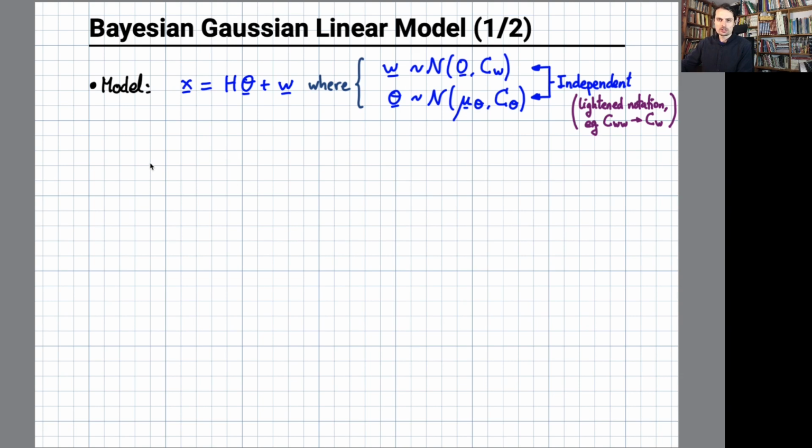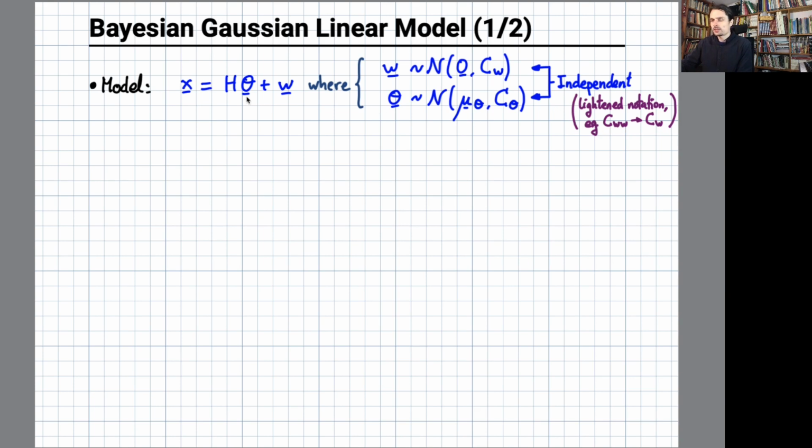So just to conclude this lecture, we will apply what we have learned to the Bayesian version of the Gaussian linear model that we studied in previous lectures. So here the data is, as always, a linear function of the parameters to be estimated plus noise, where the noise is Gaussian distributed with zero mean and covariance matrix C_W. Note that I lightened the notation here. Instead of writing C_WW, I just write W, okay?